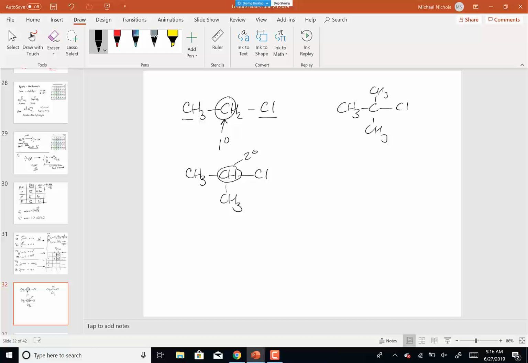like a tertiary butyl chloride, it's the carbon attached to the leaving group. How many carbons are attached to it? 3, so that makes this carbon tertiary.